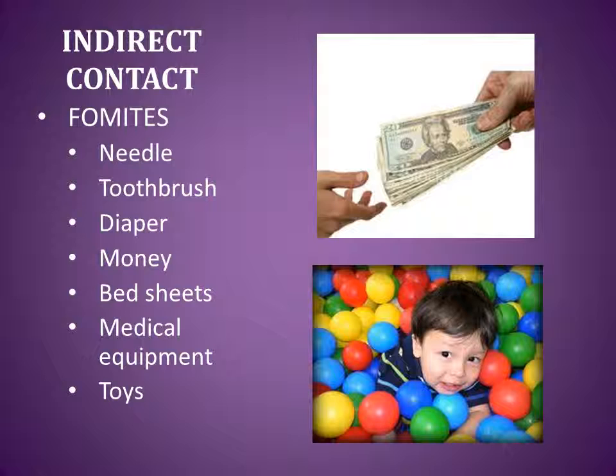Indirect contact involves the transmission of a fomite, which is an inanimate object. A fomite could be a number of things, but a few examples include a needle, toothbrush, diaper, money, bed sheets, medical equipment, and toys.